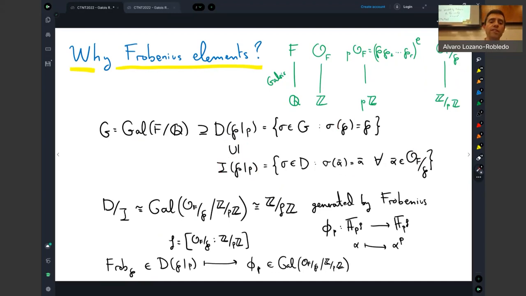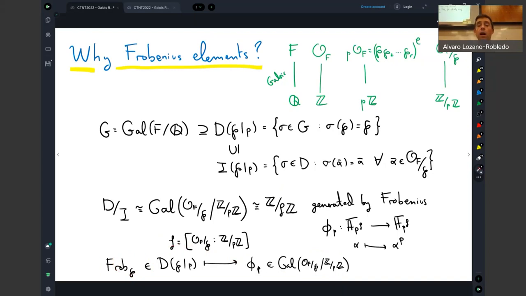Okay, so it turns out that the decomposition group modulo inertia is isomorphic to the Galois group of that extension of finite fields. And those extensions of finite fields are cyclic, generated by the Frobenius automorphism, where f is the degree of that extension. So we know that the decomposition group surjects onto this extension; take the Frobenius automorphism and find an element in the decomposition group that lands on the Frobenius element. So those are the Frobenius elements in the Galois group.